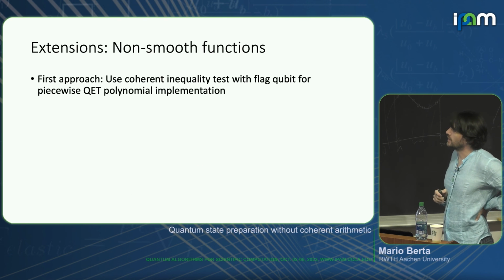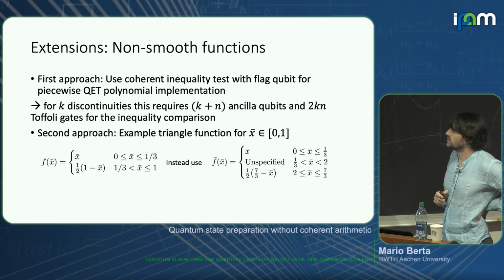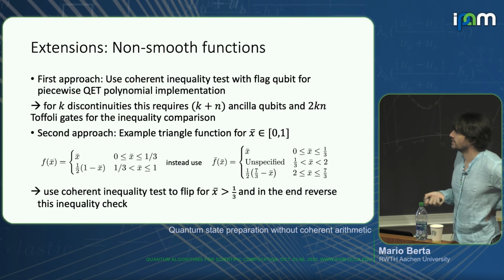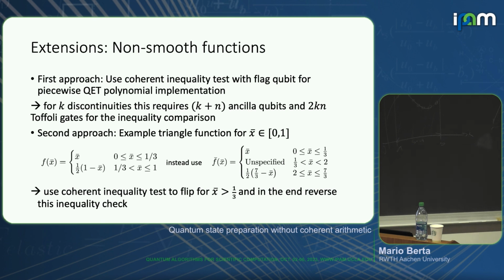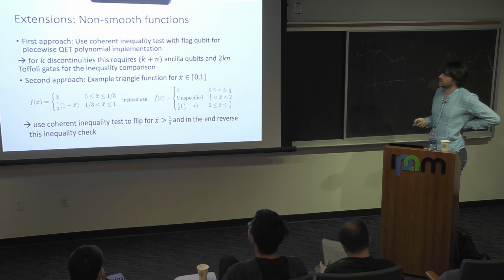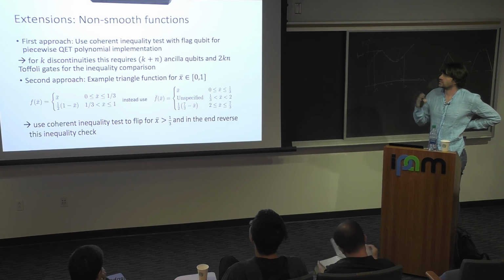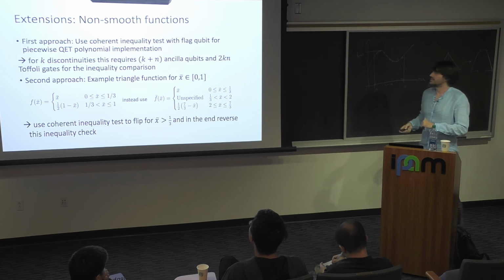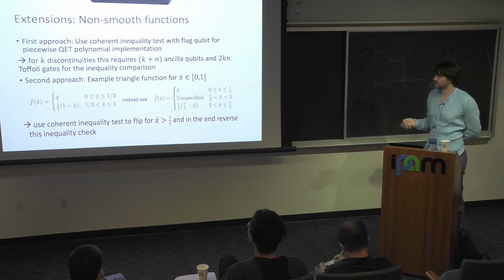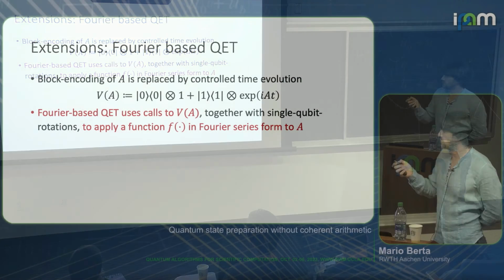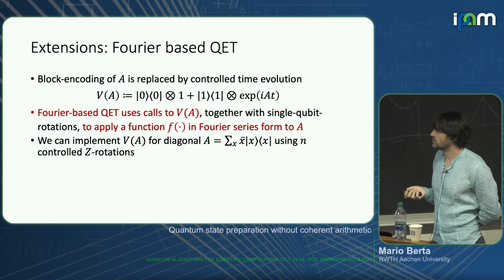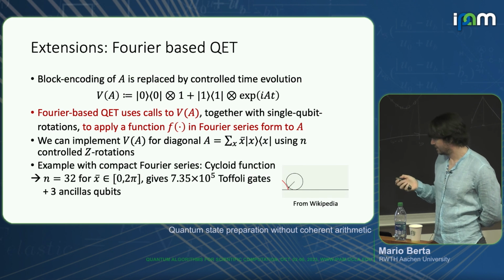Good. Then quickly, the extensions. I think I already mentioned these two examples, right? So here is this example, this triangle function that I already drew here. So there are ways of dealing with non-continuities. But I mean, okay, this is like a general method. So if you have your concrete function at hand, you might want to optimize all of these ingredients, right? And then look at the resulting cost. Yeah, I also already mentioned there's like a Fourier-based version of QET, which we can also do things for. I think, yeah, there's this one example.